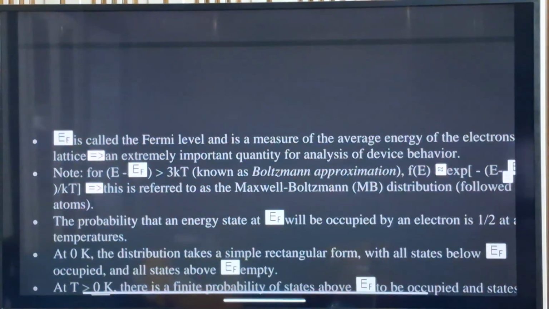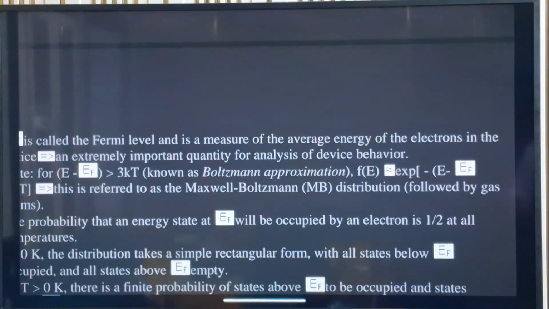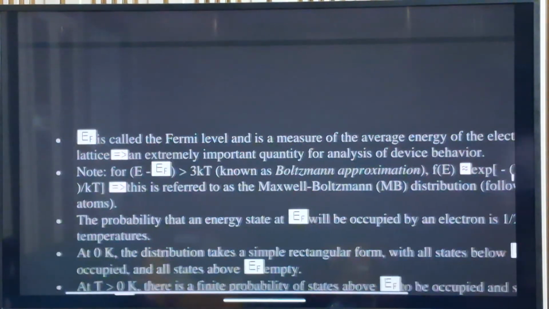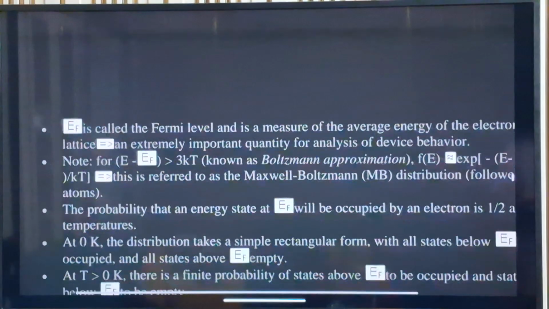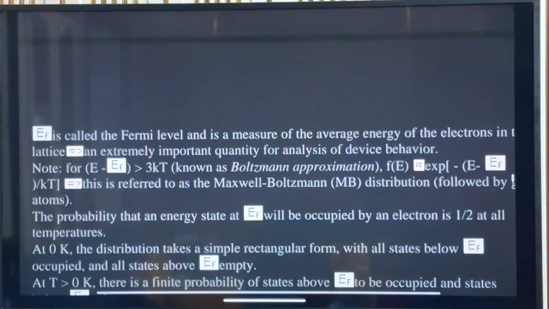Now E minus Ef greater than 3kT is known as the Boltzmann approximation. So F(E) is approximately equal to exp, so e to the power minus (E minus Ef) by kT. This is referred to as the Maxwell-Boltzmann distribution, followed by gas atoms.